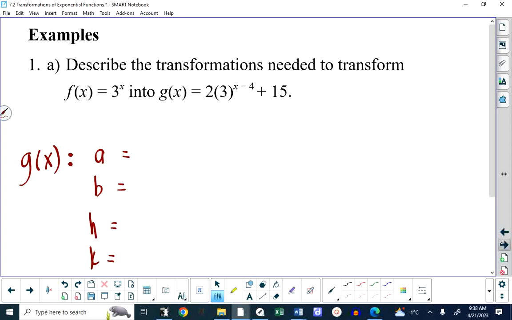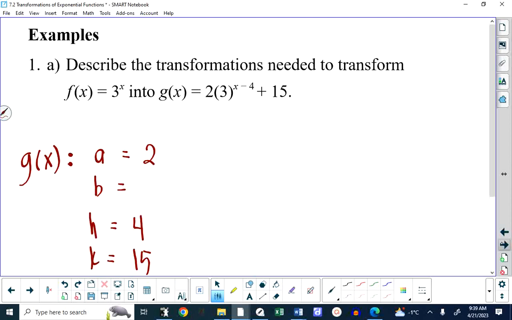The function is 3 to the x, so the function is being multiplied by 2, which means a is 2. X, well, it's x minus 4. X changes to x minus 4, so that means that h is 4 because in our general form of transformations for an equation, it's x minus h. I see that I've got this plus 15 as an afterthought, which means that 15 is k. And there's no coefficient in front of the independent variable other than 1.